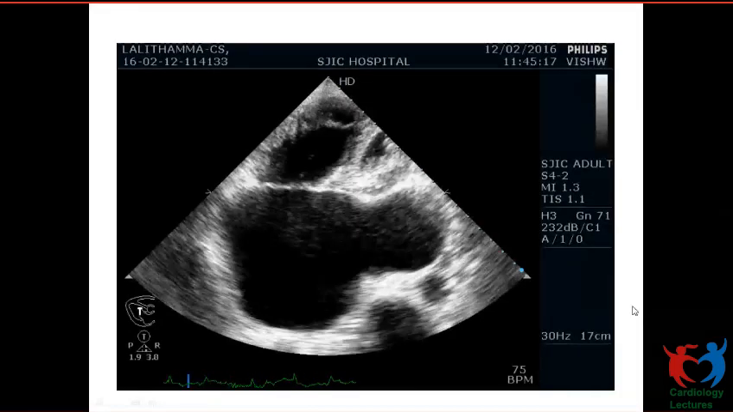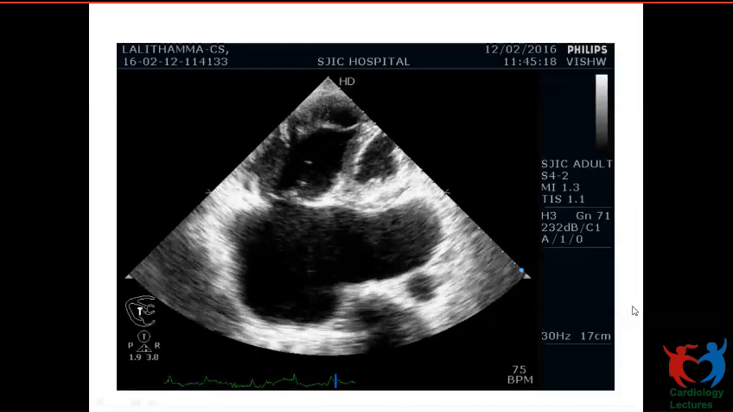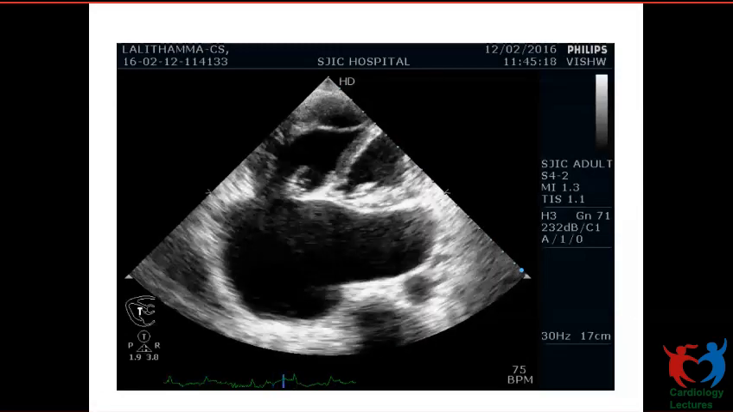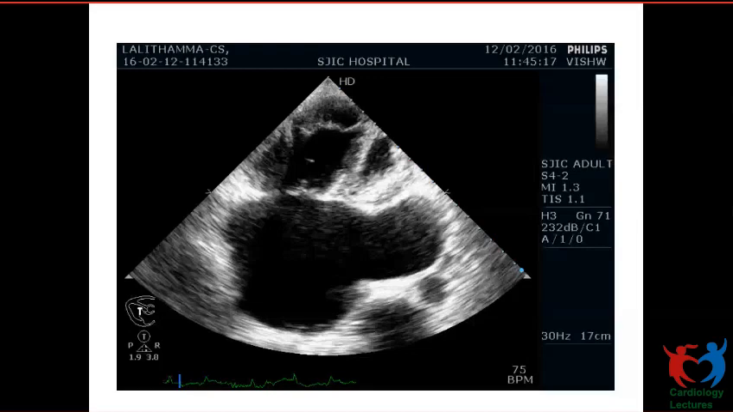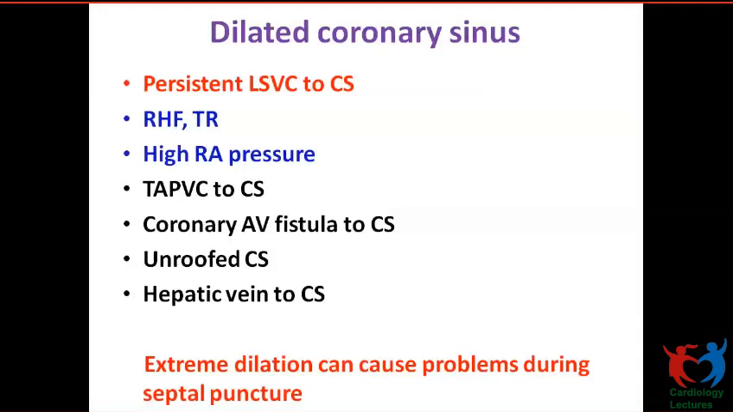So what are the causes for dilated coronary sinus? LSVC. Severe TR, PH. Yeah. LSVC, persistent LSVC. The most common is LSVC draining to the coronary sinus.